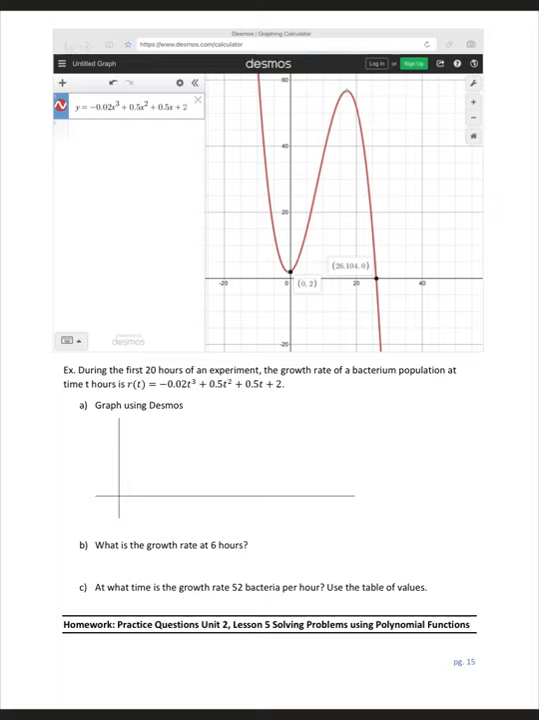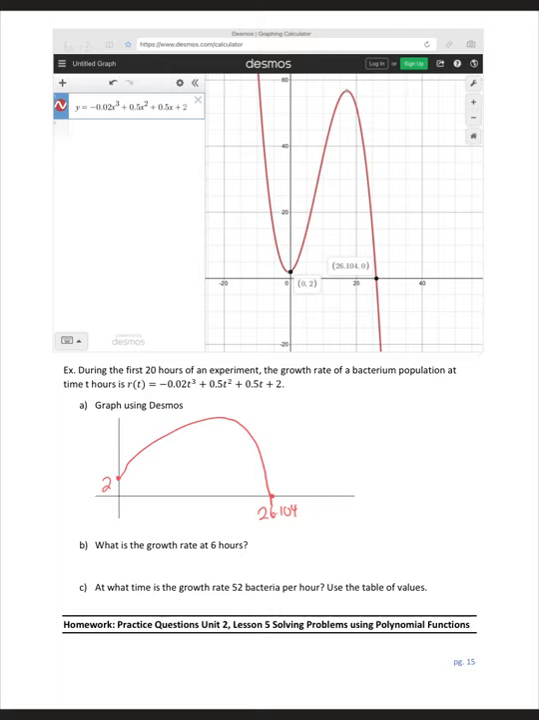So we're going to write those values on our graph. So the graph crosses the x-axis at 26.104, and it crosses the y-axis at (0, 2). So we'll just label that as 2. So from here it's going up and back down at 26.104. All right, so we'll use that information and then we'll try to answer some of these questions again looking at the graph. So it says, what is the growth rate at 6 hours?